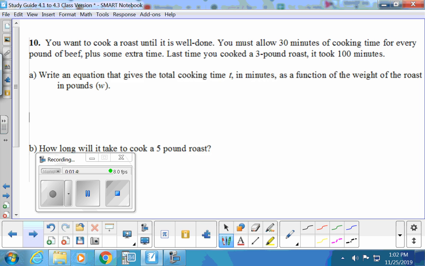You want to cook a roast till it's well done, you have to allow 30 minutes of cooking time for every pound of beef. That's your slope. Last time you cooked a 3-pound roast, it took 100 minutes. That's a coordinate. And I would actually just go to point slope form, because I got a point and a slope right now, don't I? So point slope form.